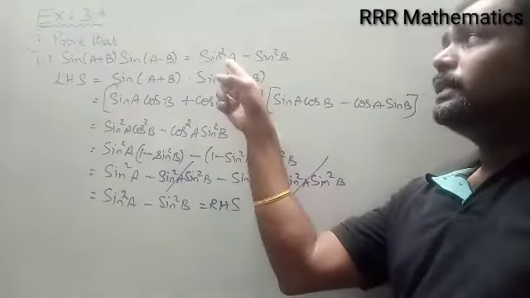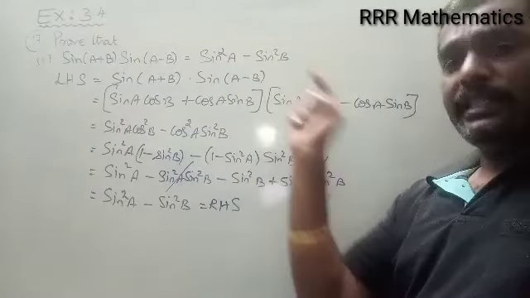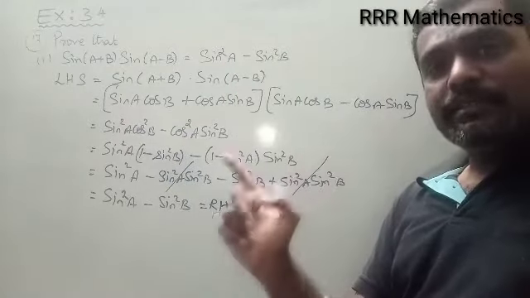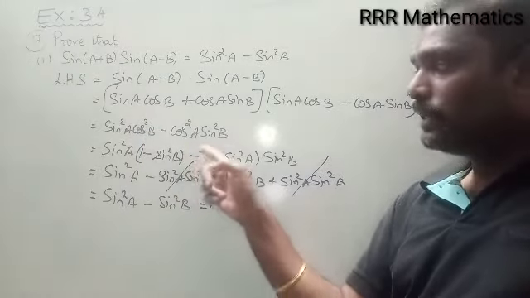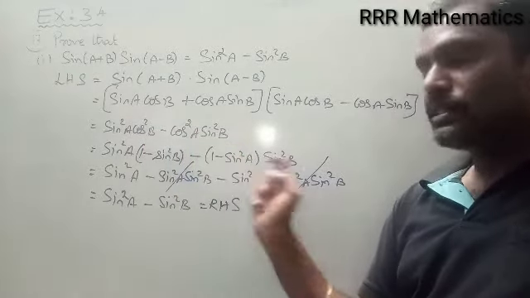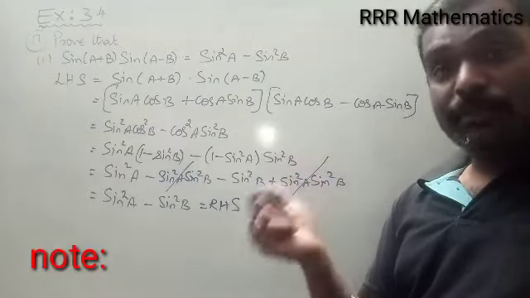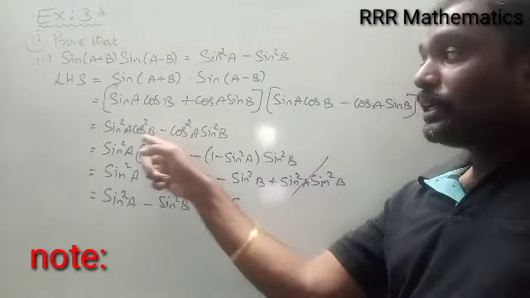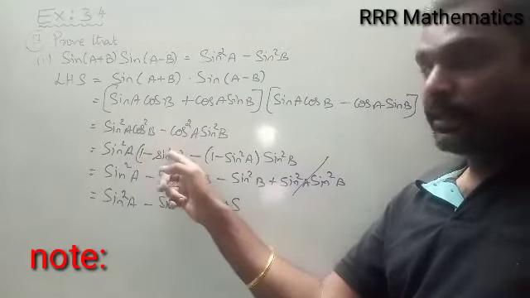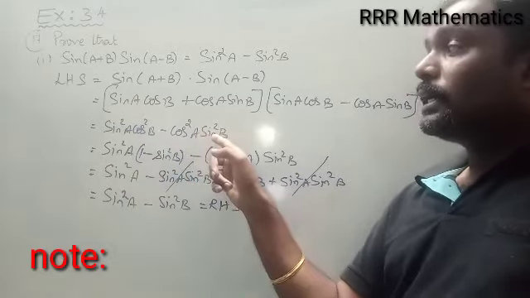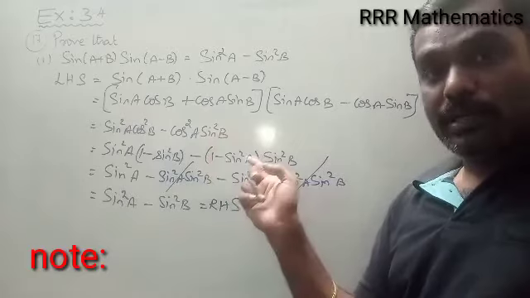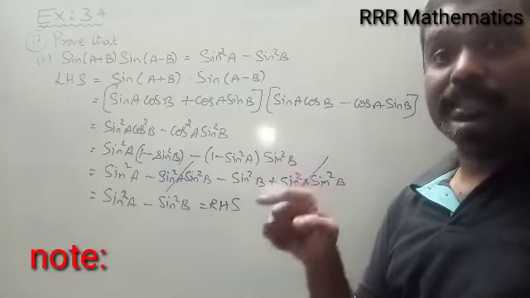See the proof. I have sin square a minus sin square b. I need everything in terms of sin. So according to that, I will change my cos square b as 1 minus sin square b, and cos square a as 1 minus sin square a. Suppose I need everything in terms of cosine, I will keep my cos square a and cos square b as they are. I will replace my sin square a as 1 minus cos square a and my sin square b as 1 minus cos square b.